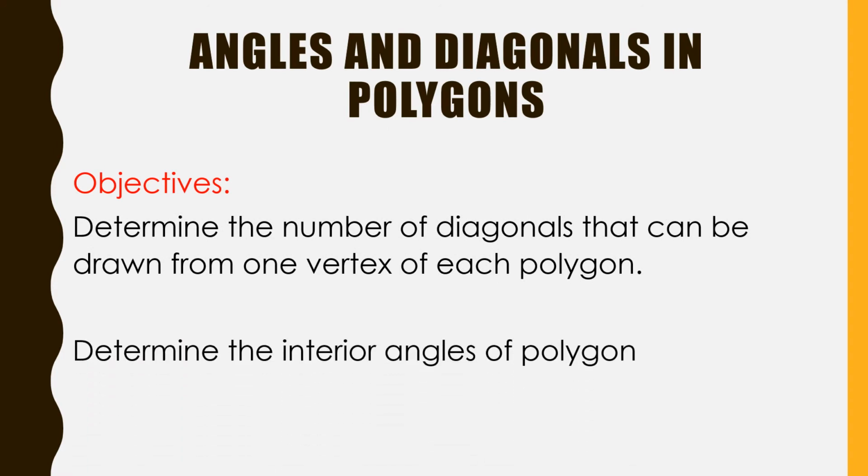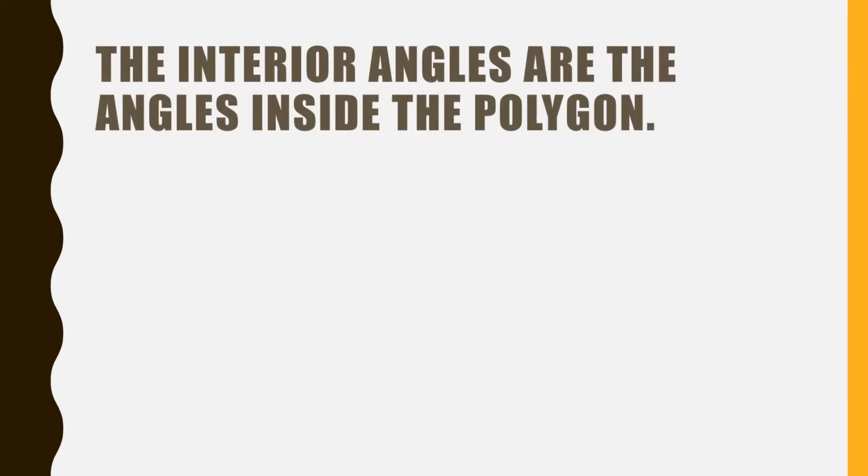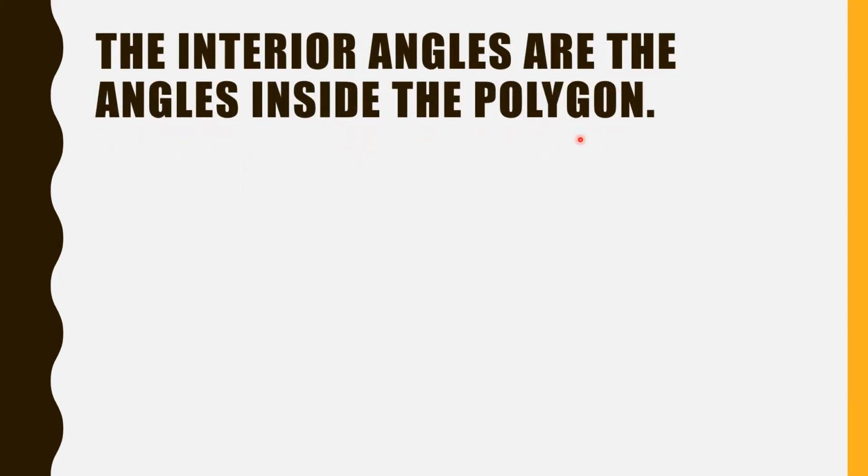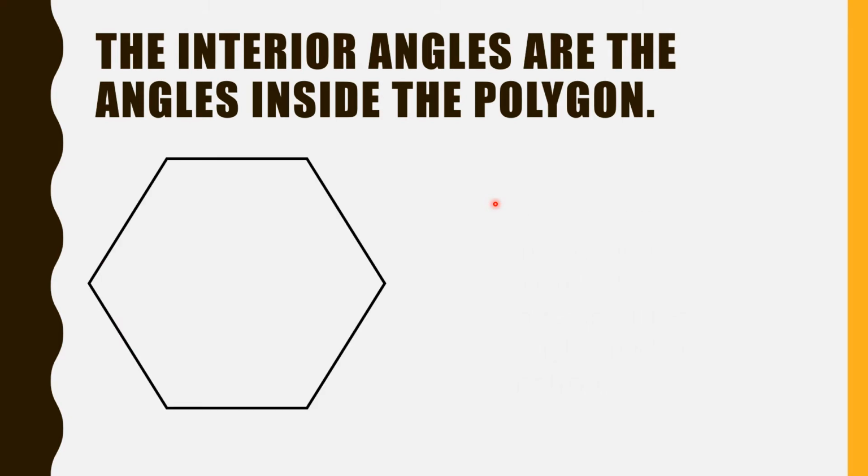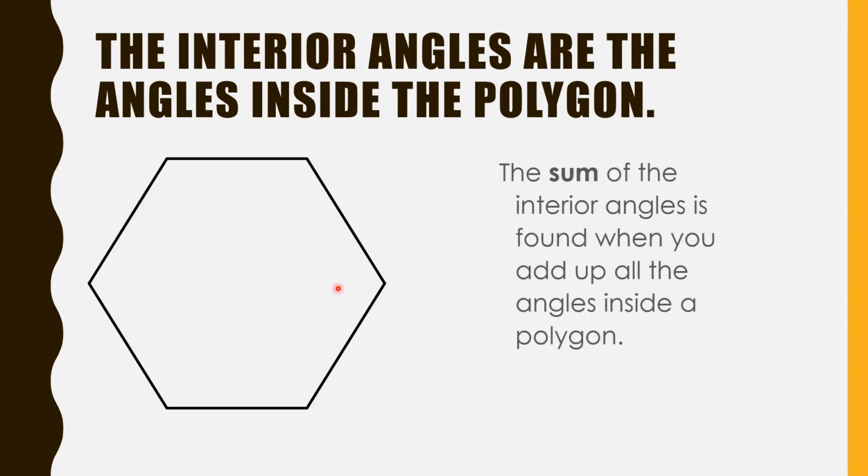Okay, so we have angles and diagonals in polygons. Our objectives: determine the number of diagonals that can be drawn from one vertex of each polygon, and determine the interior angles of a polygon. The interior angles are the angles inside the polygons. The sum of the interior angles is found when you add up all the angles inside the polygon. These are the angles inside the polygons, and we call them interior angles.